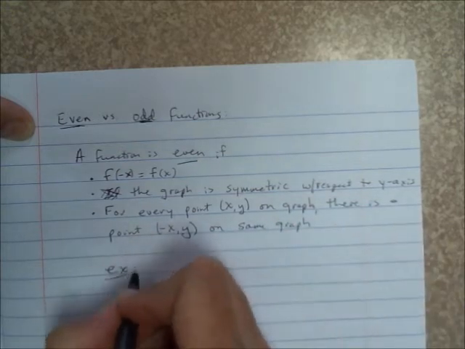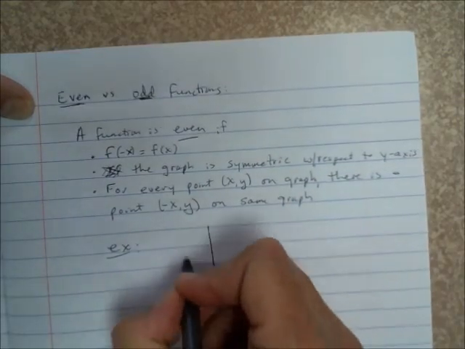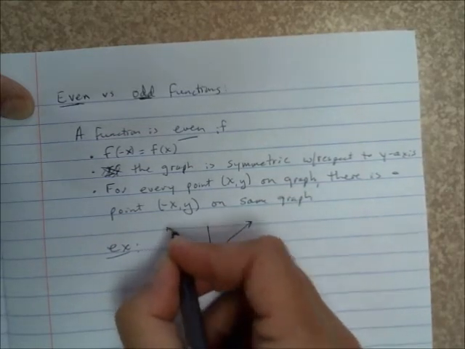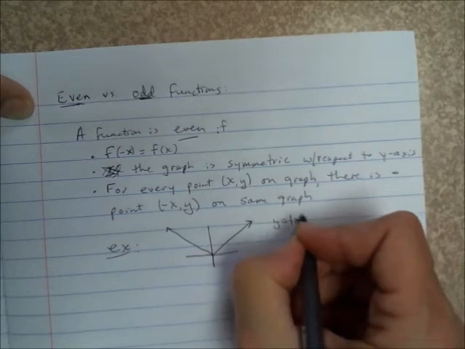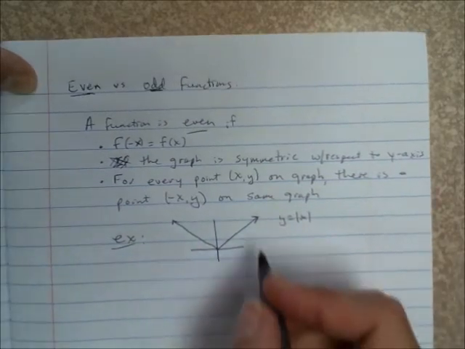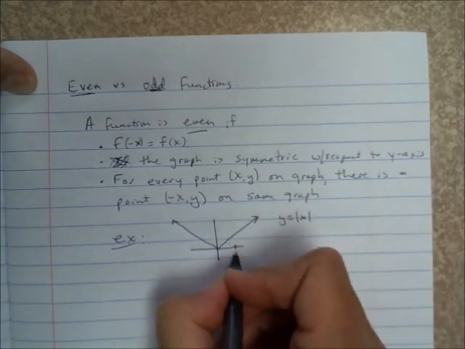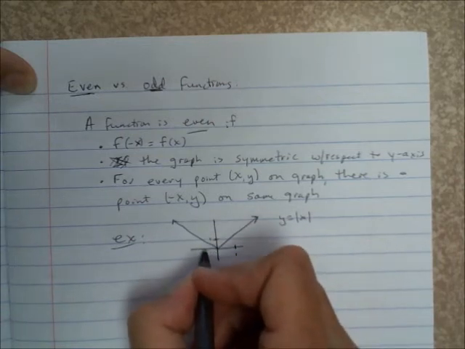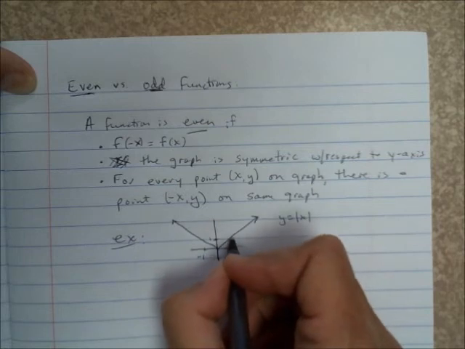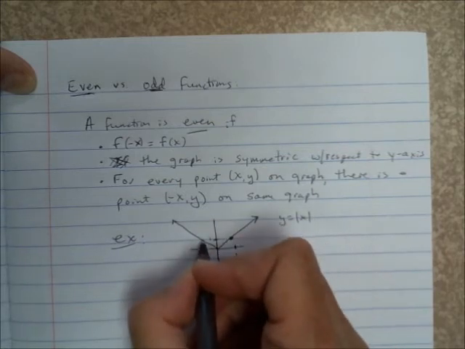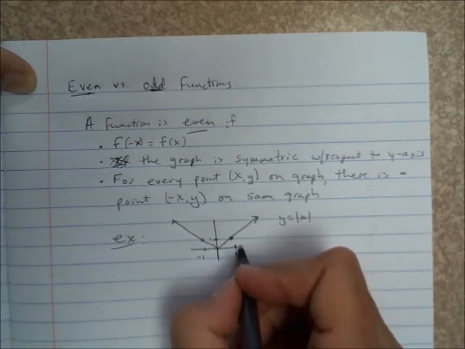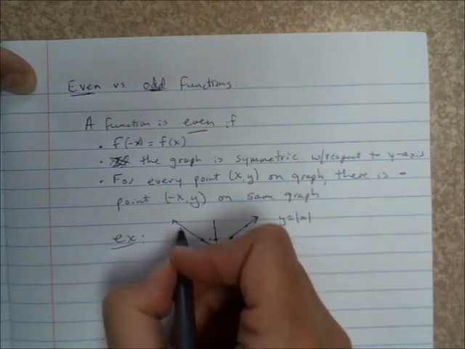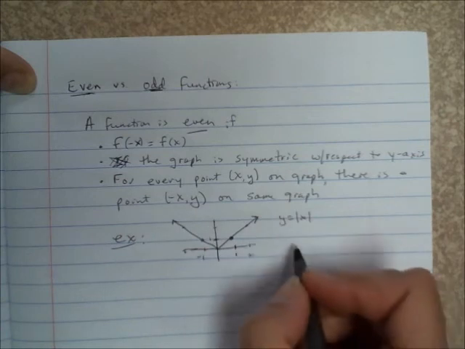For example, here's an even function. Let's just use a very simple absolute value function. This is just y equals the absolute value of x. So this is even because, let's say here's 1, comma 1, and here's negative 1, comma 1. These are 2 points on the graph. 1, 1, negative 1, 1. 2, 2, negative 2, 2. They're all points on the absolute value graph.